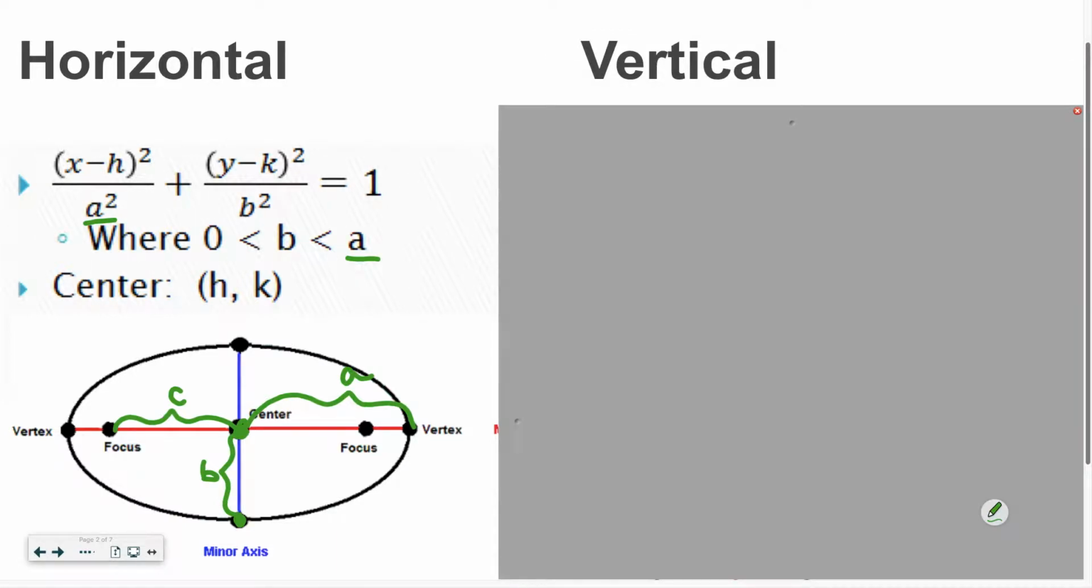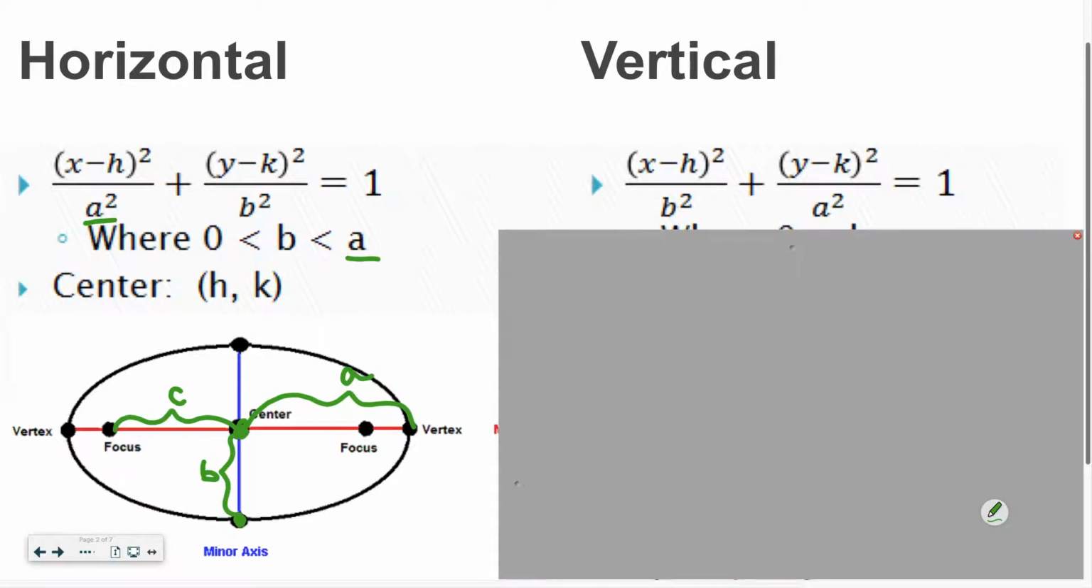What do you think is going to be different about a vertical ellipse? Maybe the y's with the a. Exactly. The y is going to be with the a squared. The bigger denominator is going to tell you which direction this ellipse is going to be. I'm going to say open, but that doesn't make sense. So now a squared is under y.